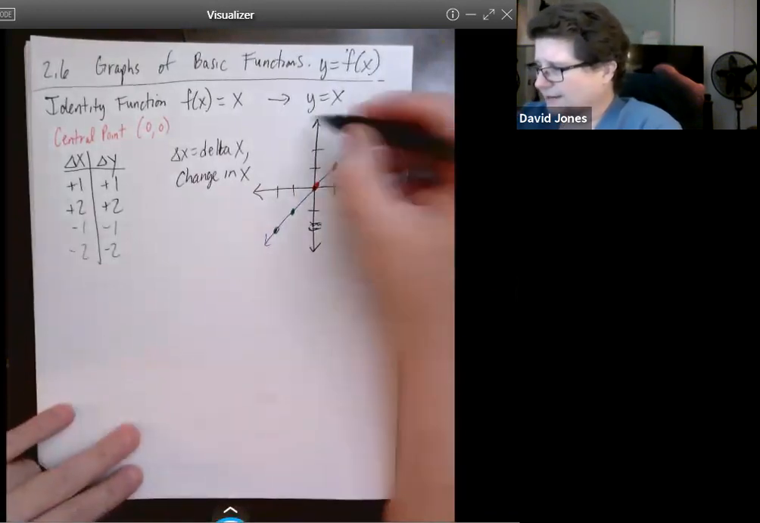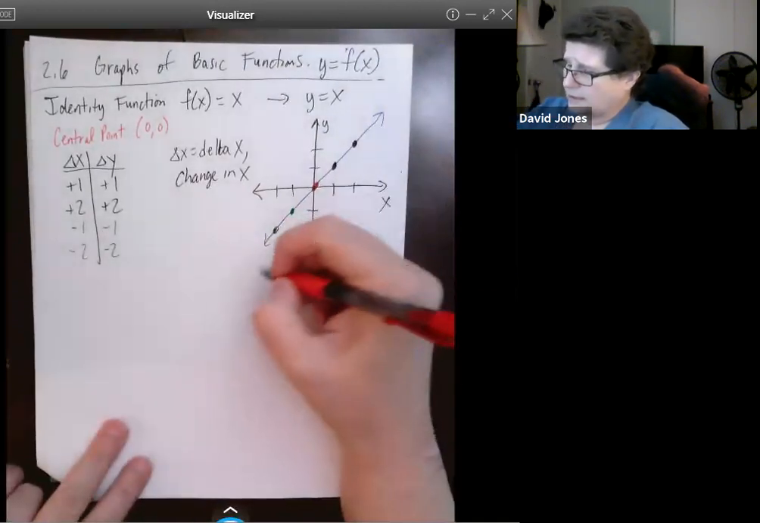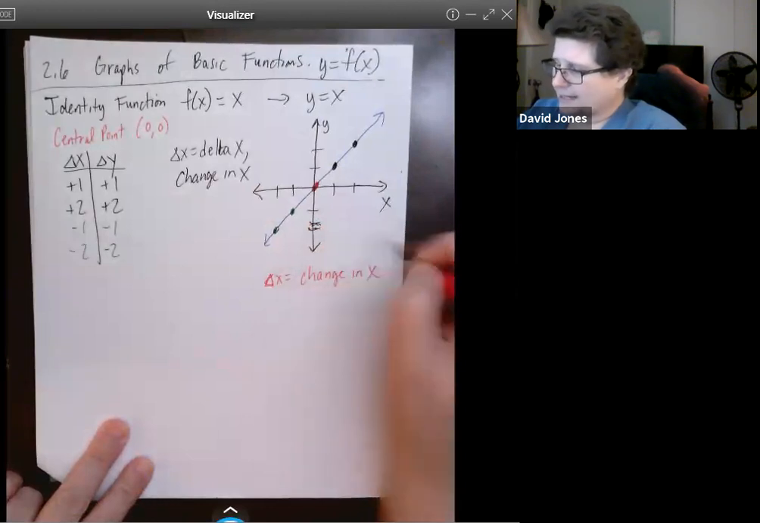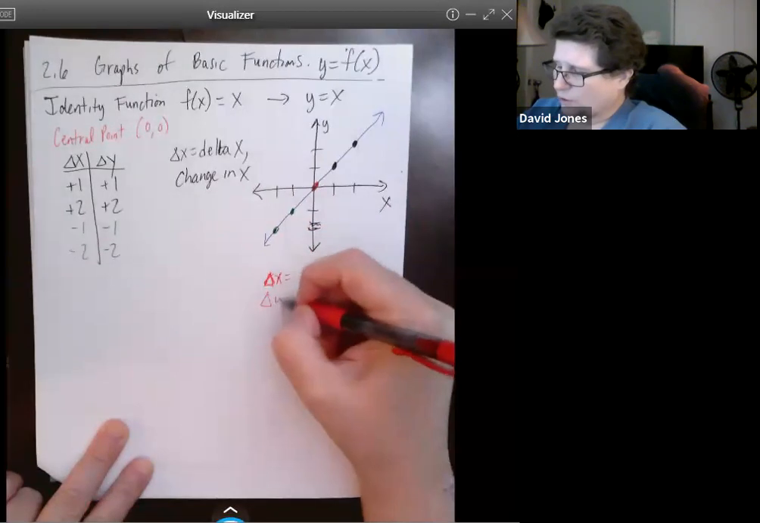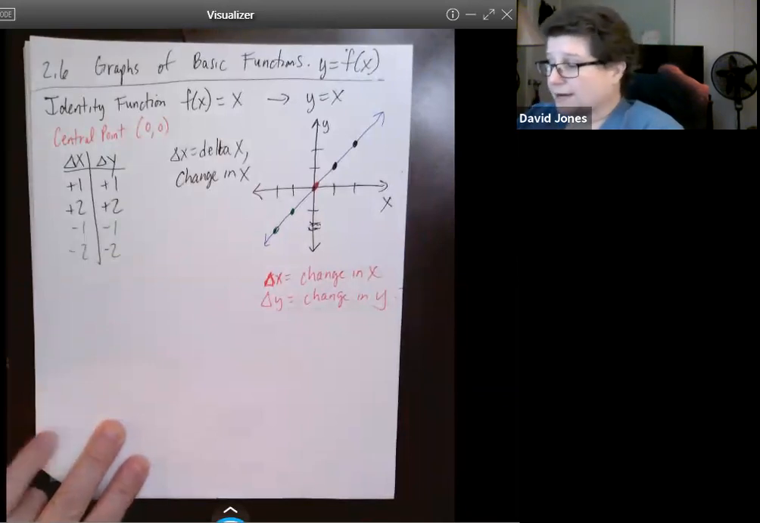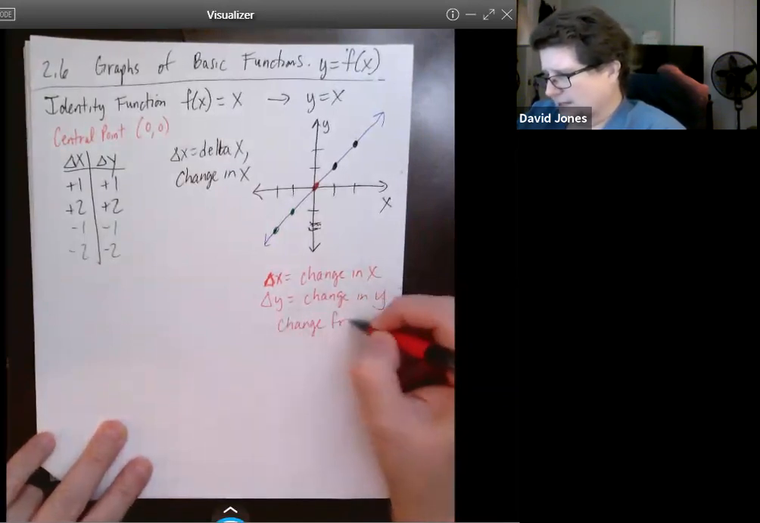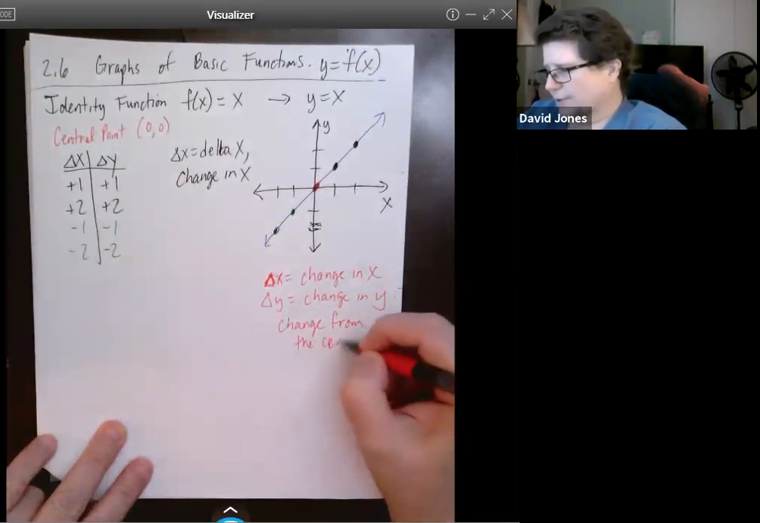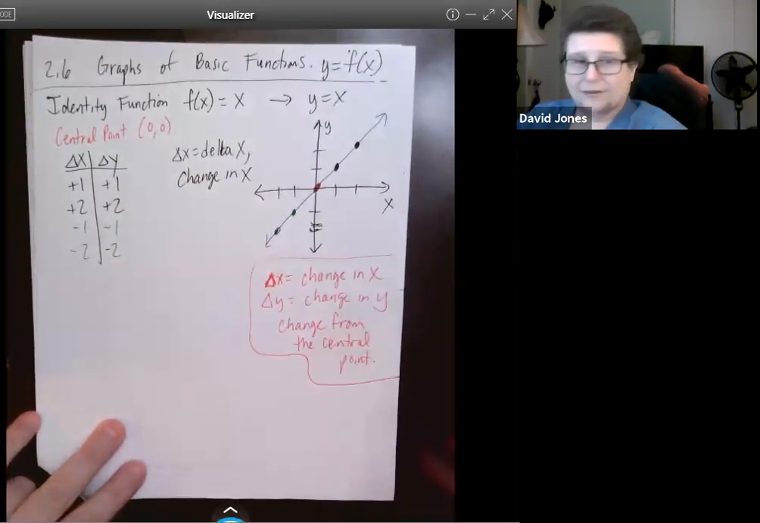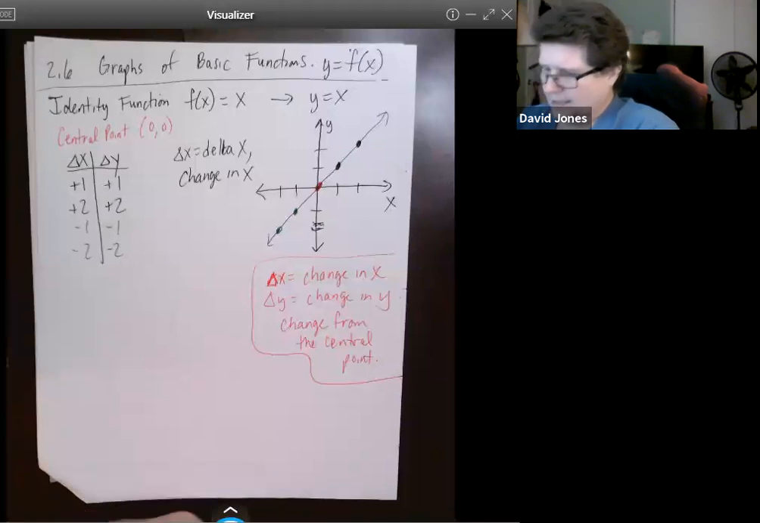May not seem all that exciting right now. And so again, the triangle x is the change in x. You read it as delta x. And that means triangle y is change in y. So x goes, as I go 1 to the right from the center. When I say change, I mean change from center, or the central point. This is going to be a pattern that we follow on all the graphs. So we're going to have a central point, and we'll look at changes in x and changes in y.